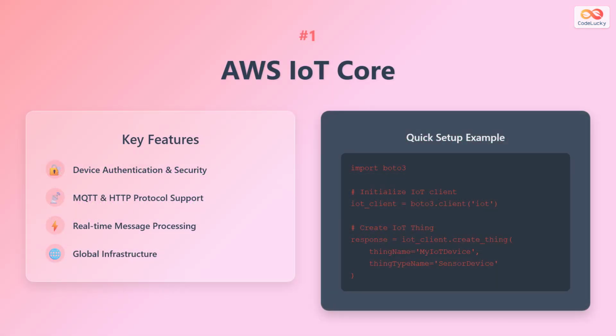First on our list is Amazon Web Services, also known as AWS IoT Core. One of its key features is device authentication and security. It supports MQTT and HTTP protocols. It offers real-time message processing with a global infrastructure. Here is a quick setup example using Python and the Boto3 library to initialize the IoT client and create an IoT thing named MyIoTDevice of type SensorDevice.